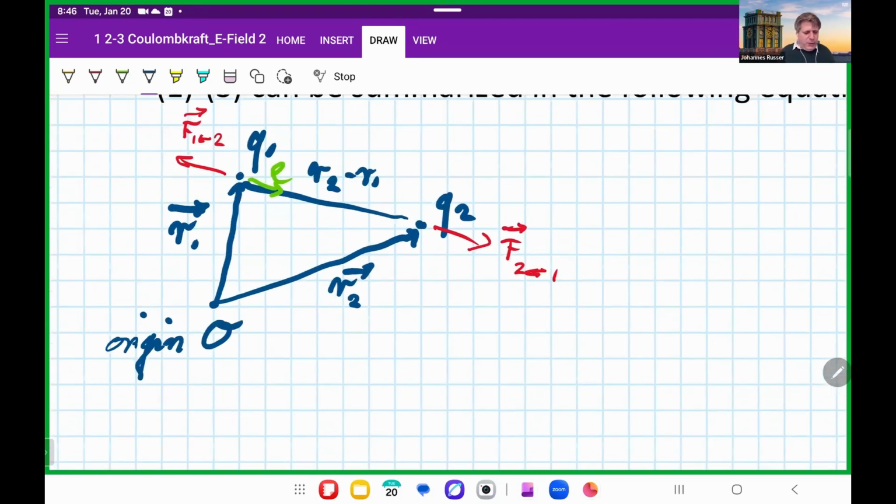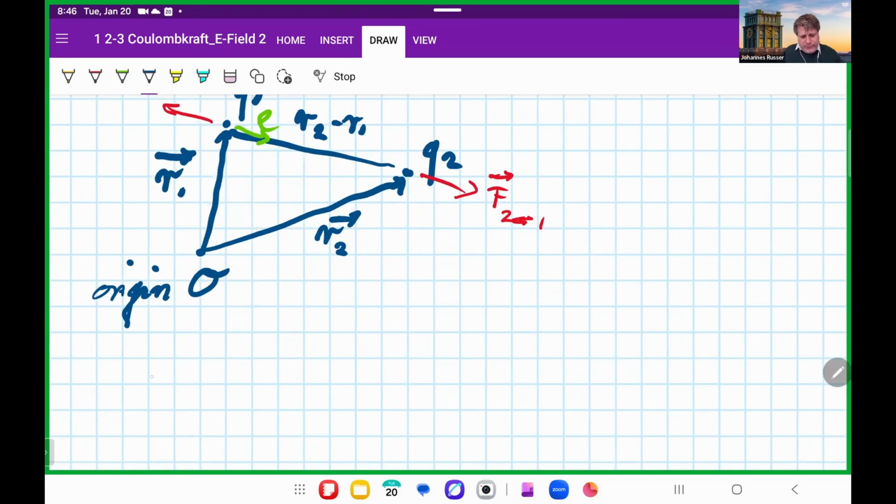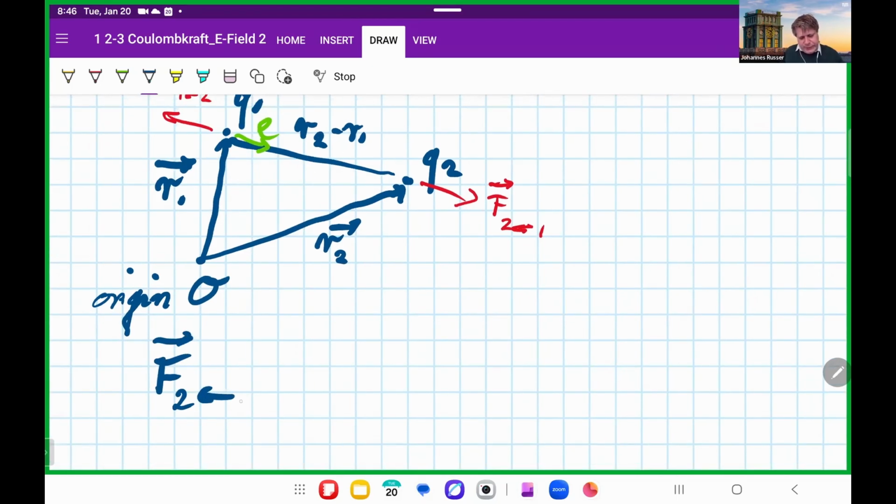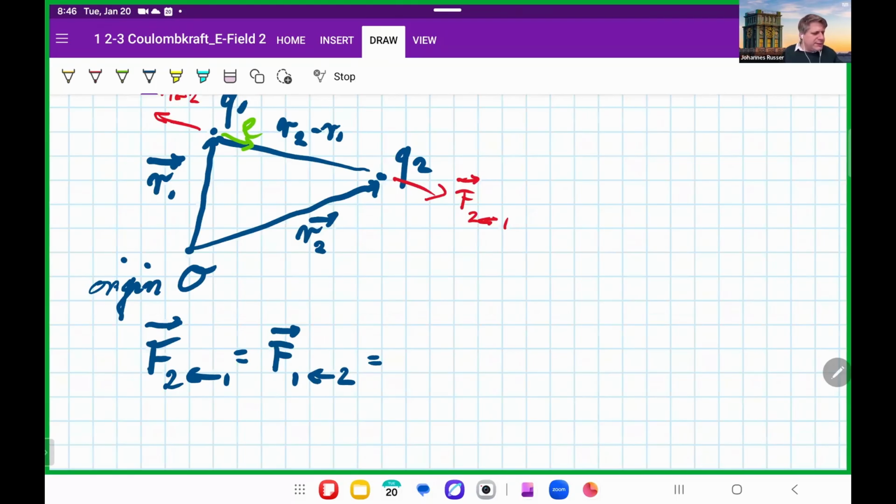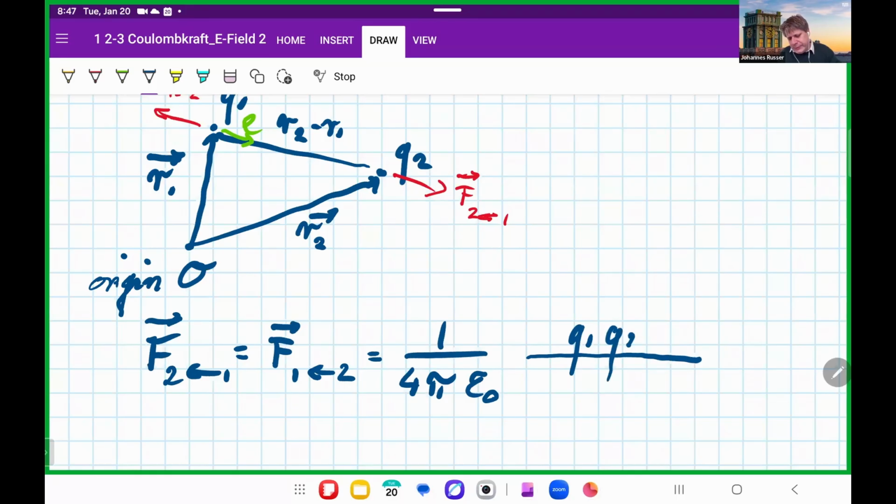And the Coulomb law is now: the force F on the charge 2, F2 due to 1, is equal to the force on the charge 1 due to 2, and that is 1 over 4 pi epsilon naught, Q1 times Q2 over R2 minus R1.